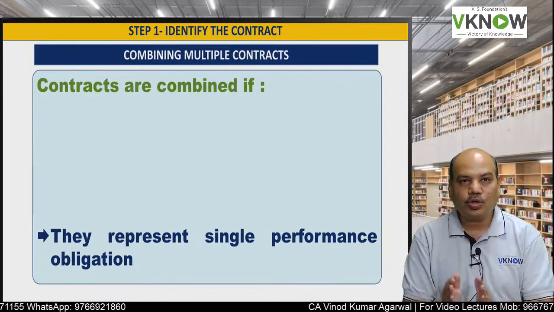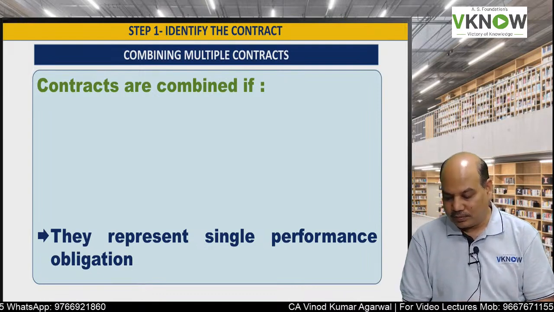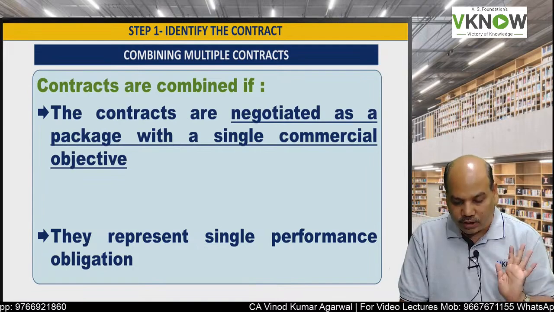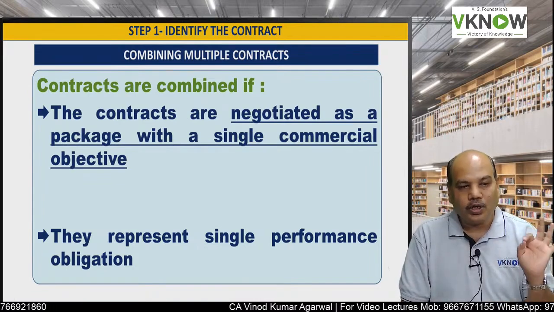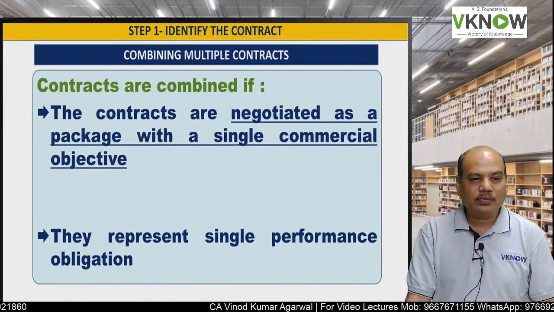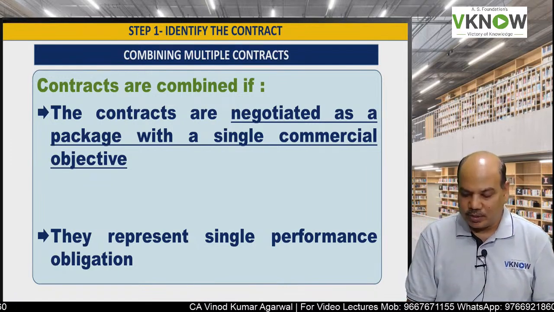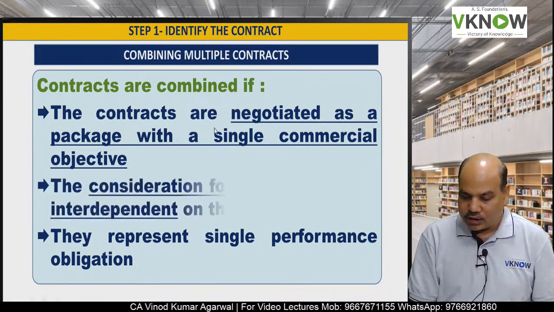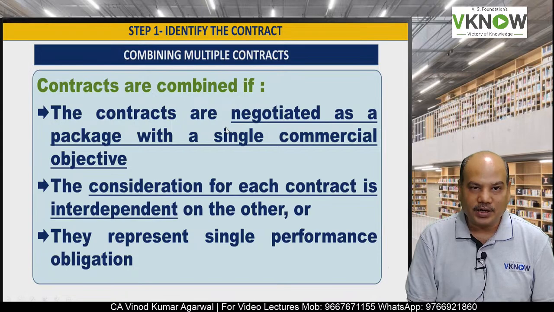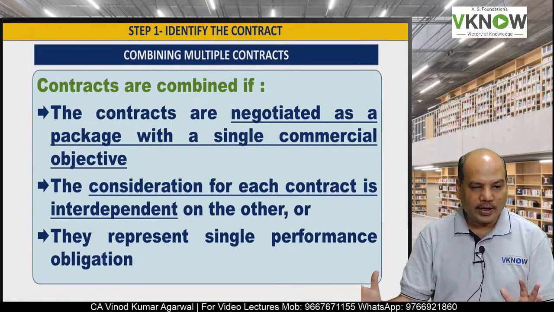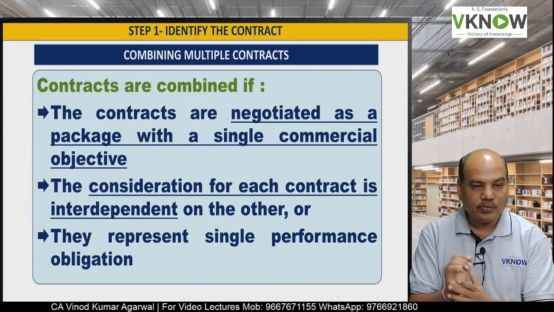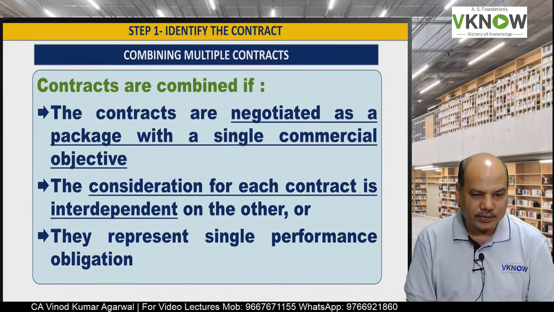Can two or more contracts be combined? Can two or more contracts be combined for the purpose of accounting? The answer is, if the following conditions are satisfied, then two or more contracts can be combined as one contract. The first condition is contracts are negotiated as a package, with a single commercial objective.